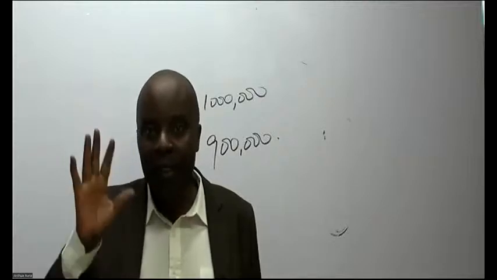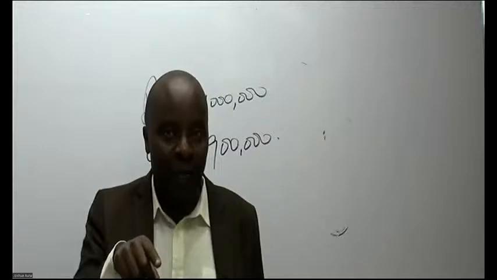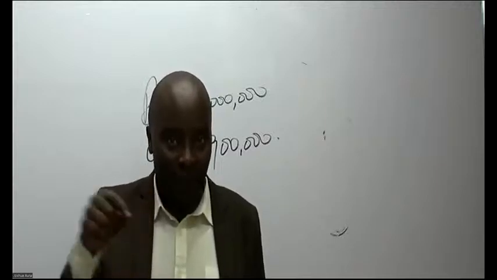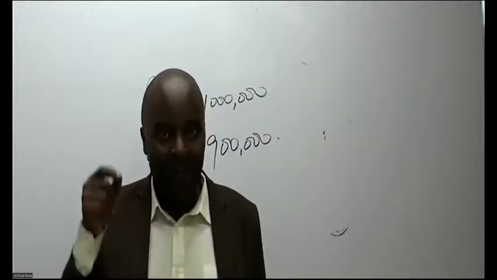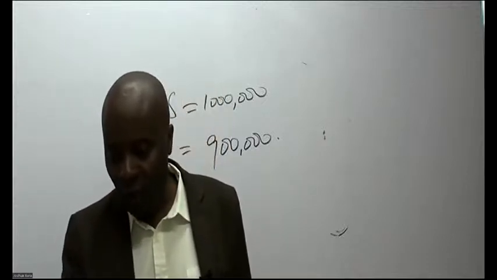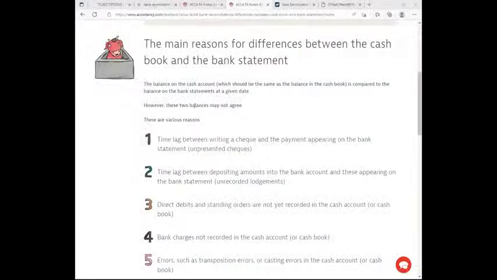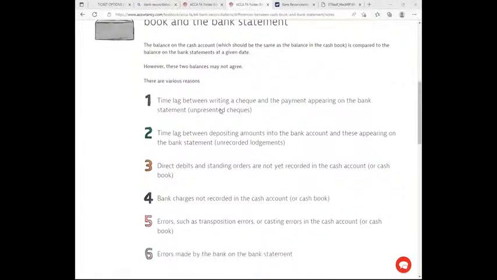Before I get a bank statement, I will not be able to know whether those expenses have been paid by my bank, perhaps I had a standing order. Now listen to me very well, ladies and gentlemen. What we are told here is very important. We are told that the balance on the cash account, which should be the same as the balance in the cash book, is compared to the balance on the bank statement at a given date. However, these two balances may not agree, and there are various reasons.